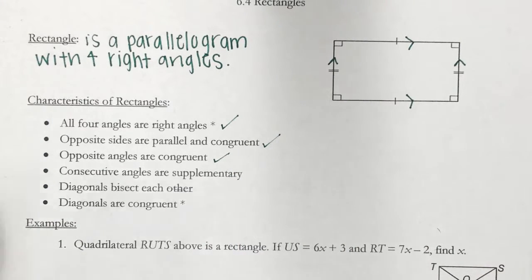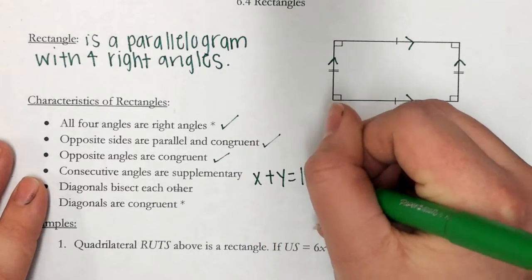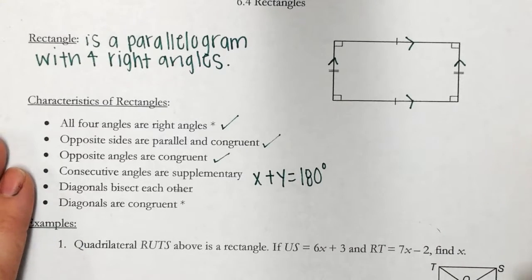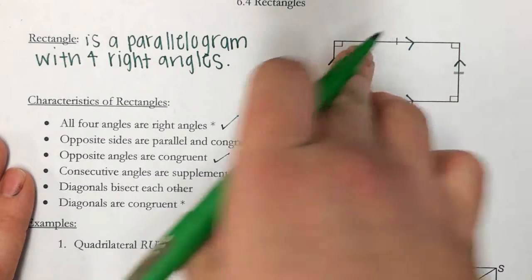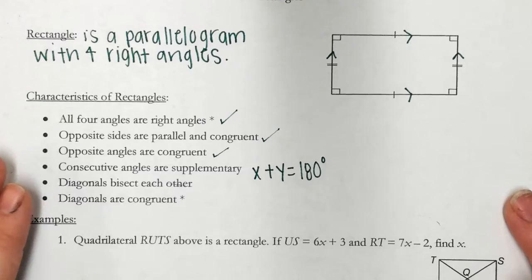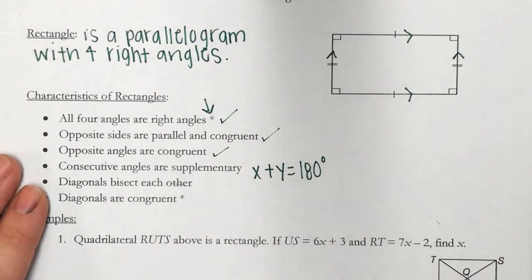Consecutive angles are supplementary. That was the x plus y equals 180. Well, if they are all 90-degree angles, if we add 90 and 90 either way, aren't we going to get 180? Okay, here's where the big difference comes in. The big difference is they're all right angles.